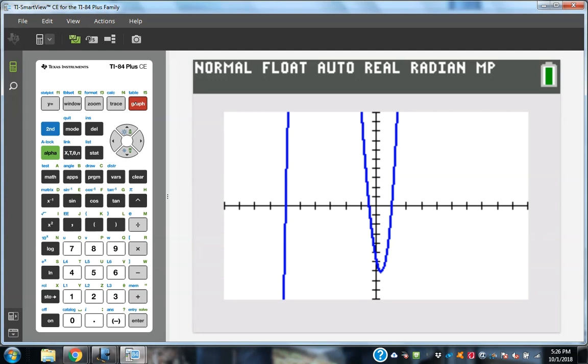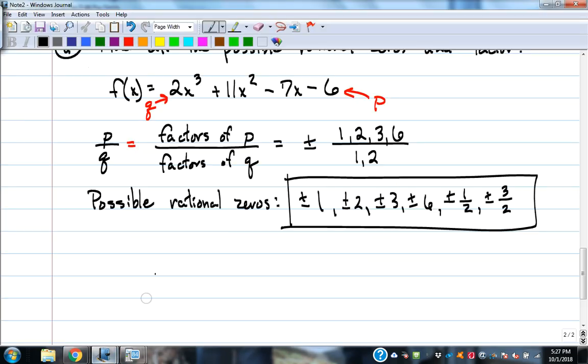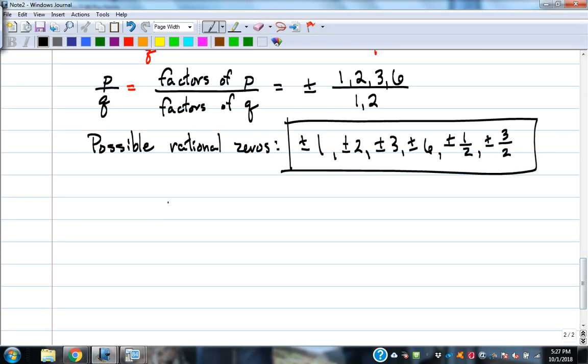So if it's crossing the x-axis at good spots, then it's going to be in that P over Q list. Here's the thing: it doesn't matter which one you start with. Pick one that you think is easy to start with. Of those 3 numbers, -6, -1/2, or +1, which one's the easiest mathematically? 1. So that's the one I'm going to start with for my synthetic division. So I want to take this polynomial and do synthetic division with a 1. So I have 2, 11, -7, -6.